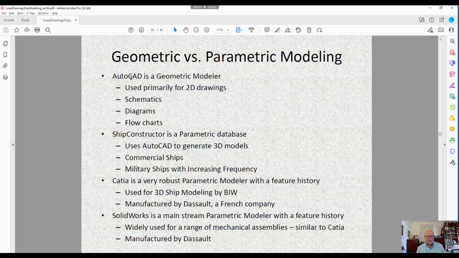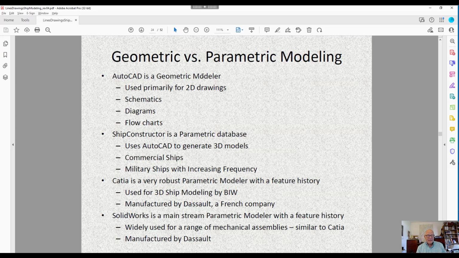Geometric modelers, and AutoCAD is an example of one, are used primarily for two-dimensional drawings, and they just essentially create geometry, and that geometry represents whatever you think it represents. So you draw a circle. That circle might be a hole of some kind, it might be a pin of some kind, it might be a large pool, it might be a tiny hole in a mechanical part. It's whatever you call it and whatever you put the dimension on to make it.